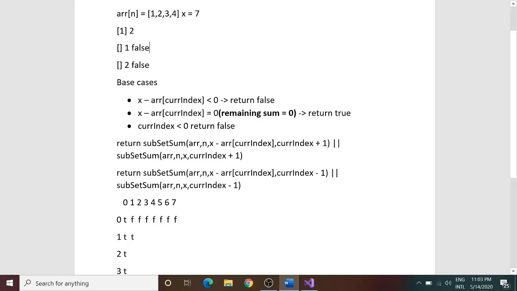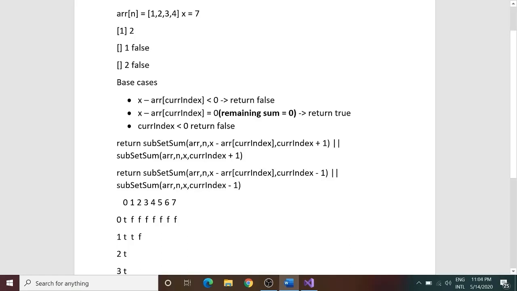And what were we doing? We were saying if any of these becomes true, then the answer to this subproblem would be true. But in this case, both of them are false. So what do we do? We put a false over here. Now what does this subproblem mean?